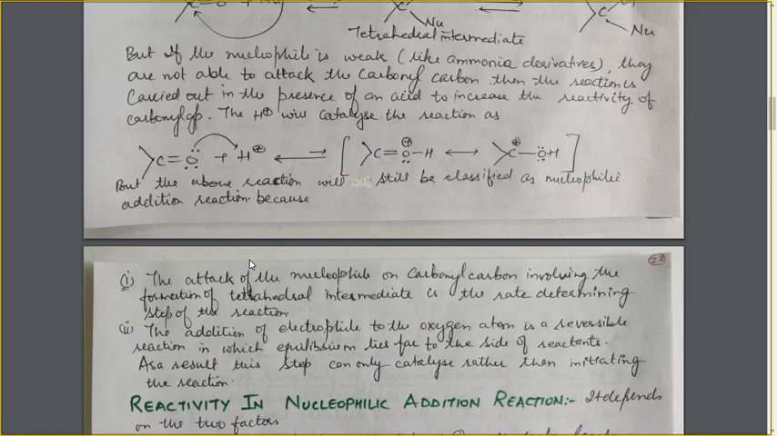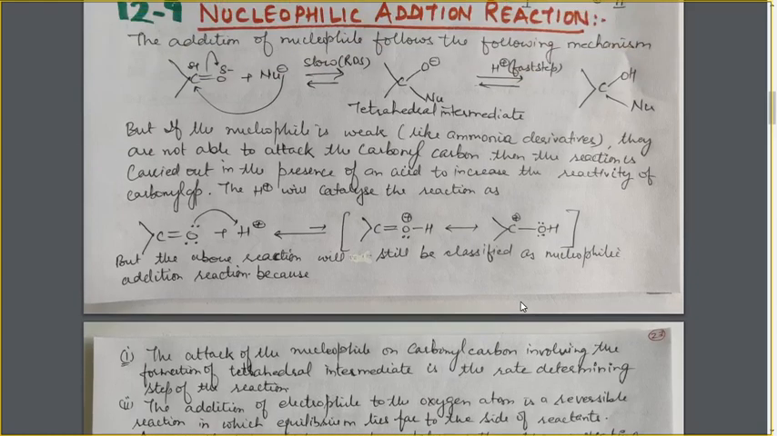Now why? There are two reasons for this. First, the attack of the nucleophile on the carbon, involving the formation of the tetrahedral intermediate, is the rate determining step of the reaction. So, even if we take the H positive ion to catalyze such reactions of the weak nucleophile, the rate determining step remains the same, and the rate determining step usually determines the nature of the reaction. The attack by the nucleophile is the slowest step of the reaction, and that will remain the same. So, the nature of the reaction will be nucleophilic addition.